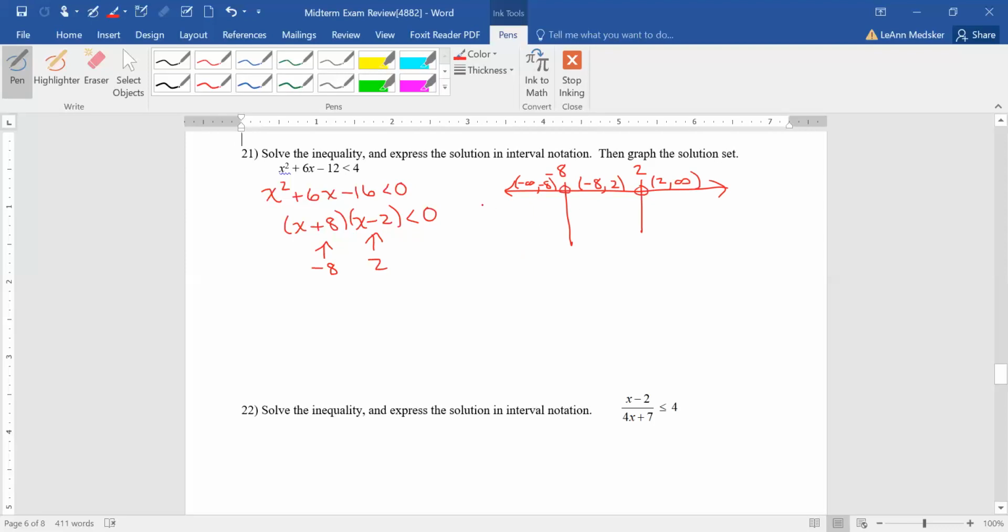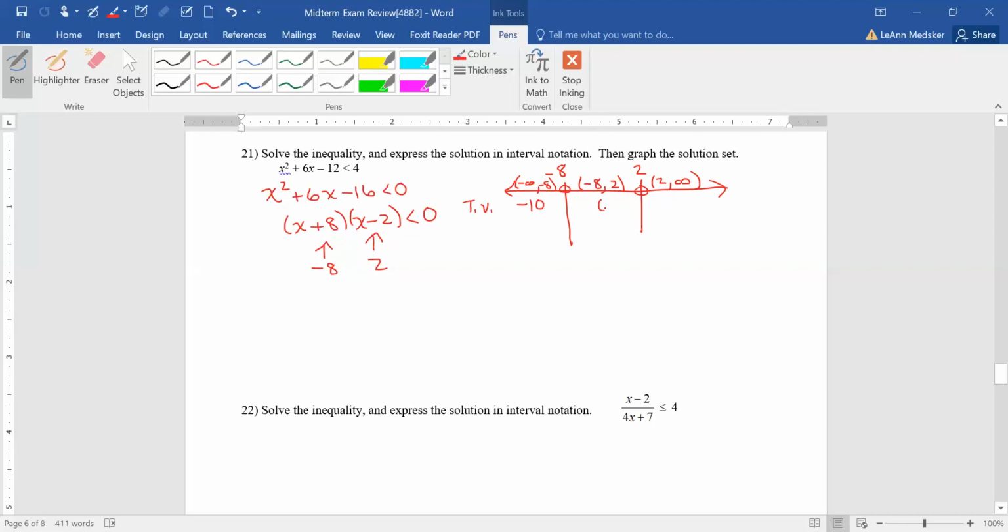Okay, we're going to pick a test value in each region. The reason we do that is so we know if the region has a true overall answer or a false answer. Does it give us less than 0, or does it give us greater than 0? And you have to pick a number in the interval you listed, or it doesn't tell you anything. So this is negative 10, because negative 10 is smaller than negative 8.